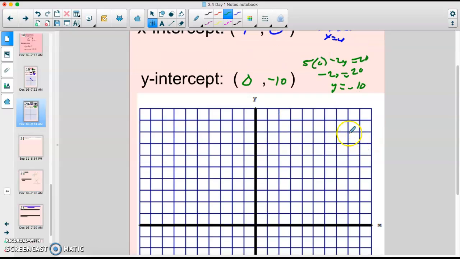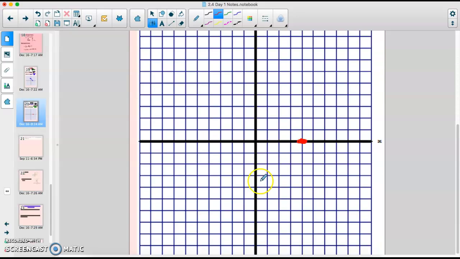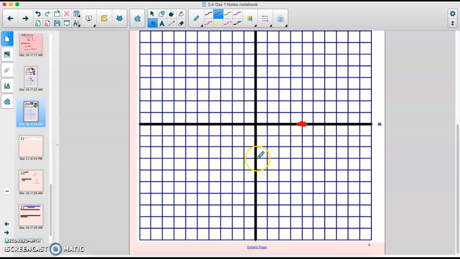And now we can graph. So 4, 0 was our first point: 1, 2, 3, 4. And then our second point was 0, negative 10. So we're going to have to go down a little bit: 1, 2, 3, 4, 5, 6, 7, 8, 9, all the way down here at 10. Then I'll try to make my line a little bit better this time. I'm using my mouse. It's not the easiest thing to do. But you get the idea.